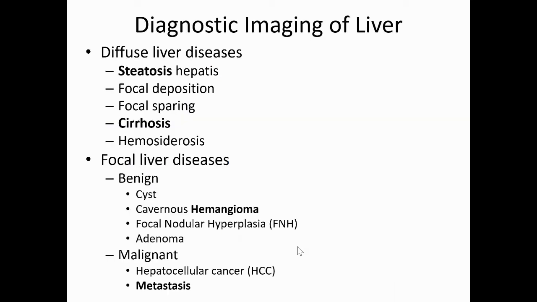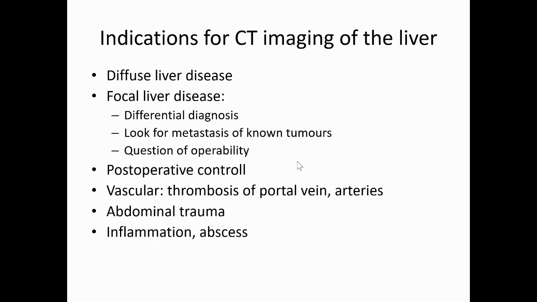Now let's turn our attention to the liver. Diseases of the liver can be either diffuse or focal. You can read through this slide on your own, but I just wanted to highlight the most common ones that we encounter. So fatty liver, cirrhosis, hemangiomas, and metastases are probably the 4 more common diseases that we encounter as radiologists. And I will show you what we see on the different imaging techniques.